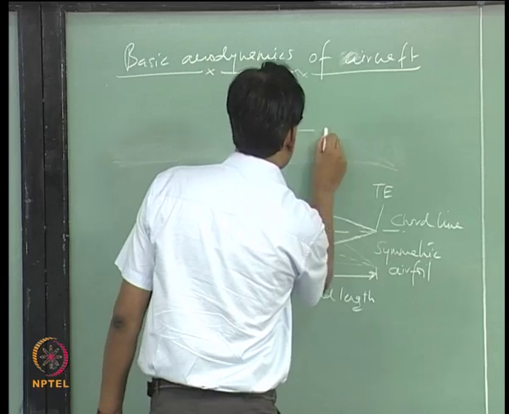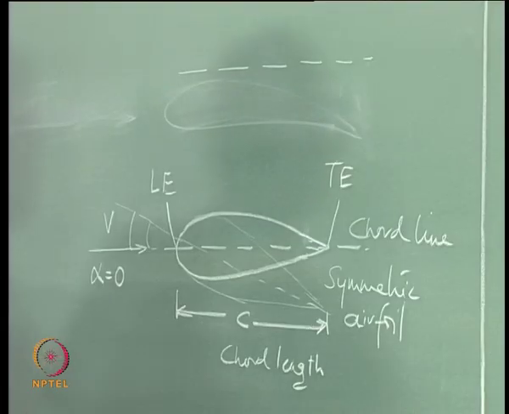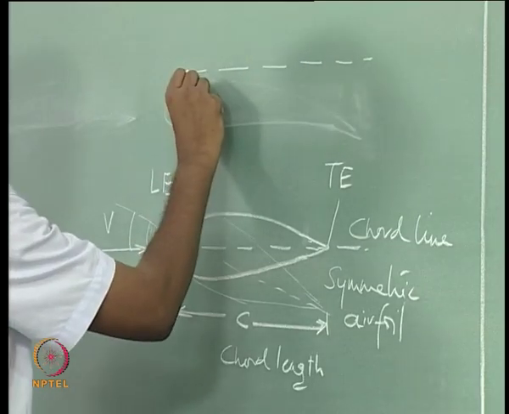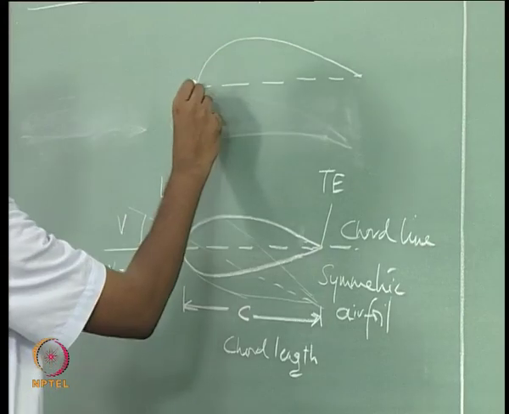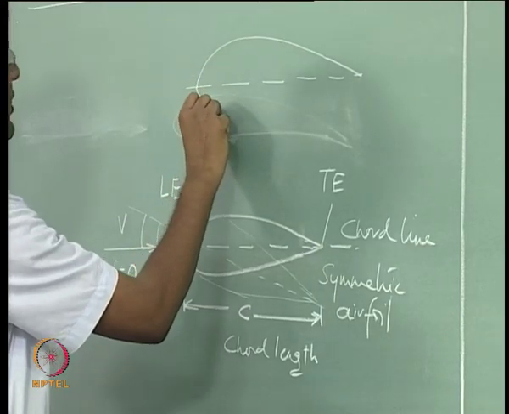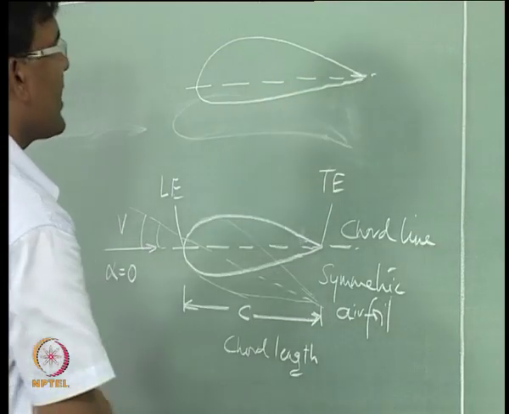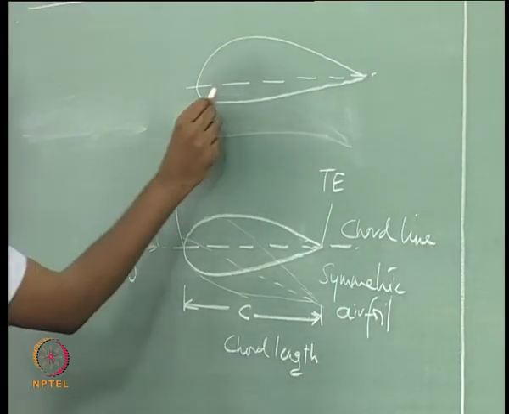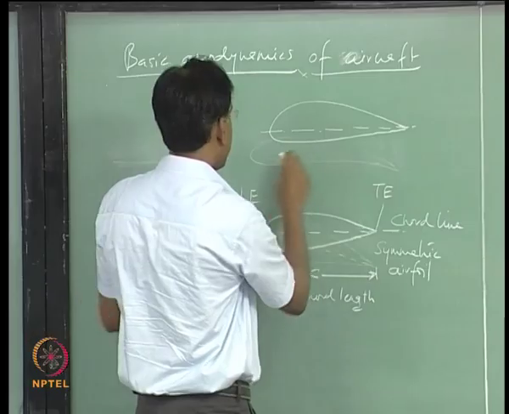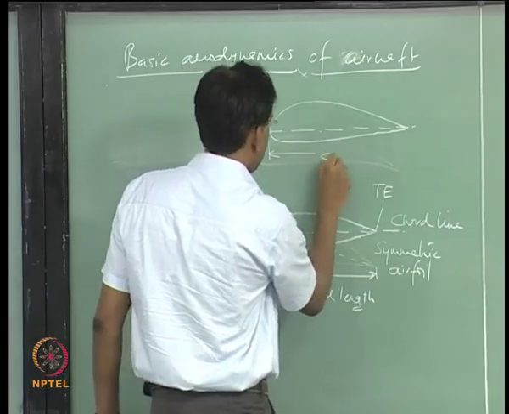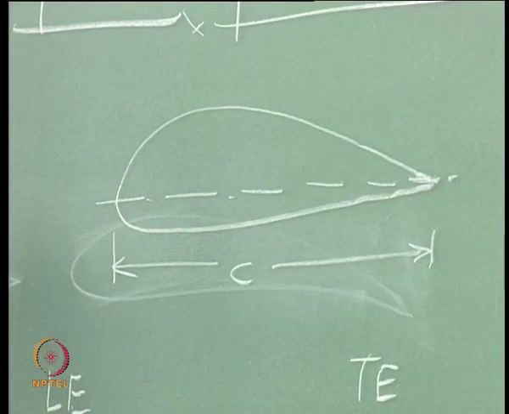So, we have this airfoil which is bulging on the top side, and flattened on the bottom side, and this is the chord length which is joining the leading edge and the trailing edge of the airfoil.